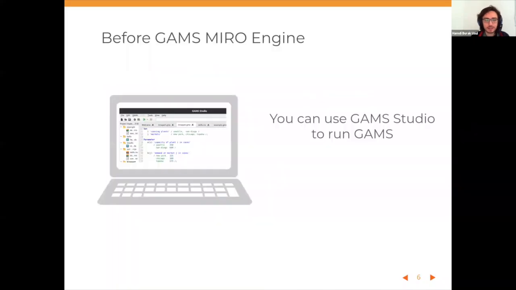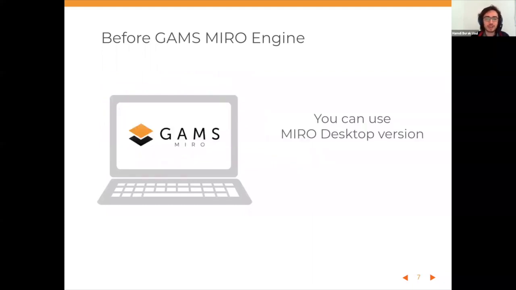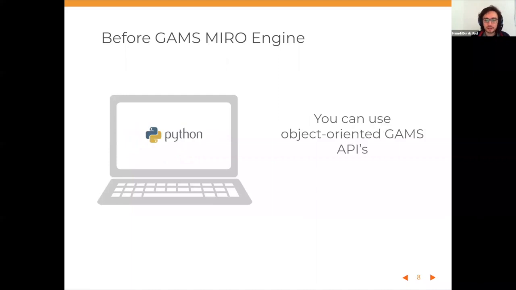Before answering this question, I'd like to take you back to pre-engine times. What were the ways of running GAMS? Probably you're all familiar with the GAMS Studio. GAMS Studio is probably the most popular way of running GAMS. After that, you can use GAMS MIRO desktop version, which requires a local GAMS installation. In addition to that, you can use object-oriented GAMS APIs. These are all previous ways of running GAMS.